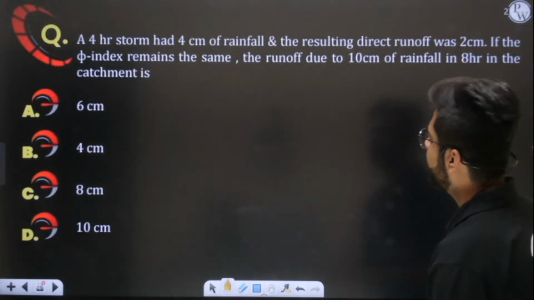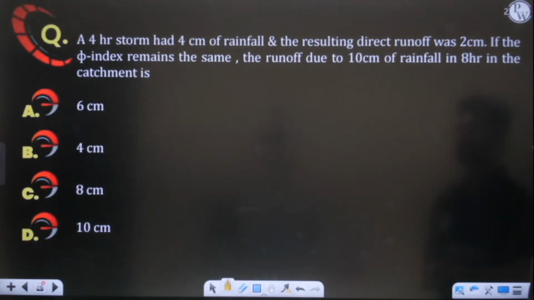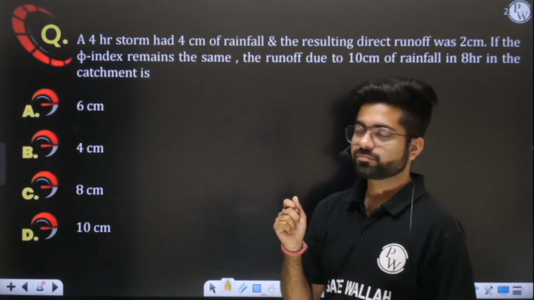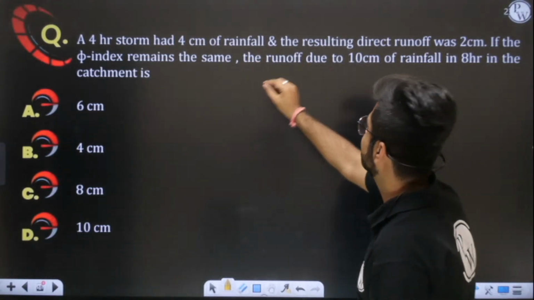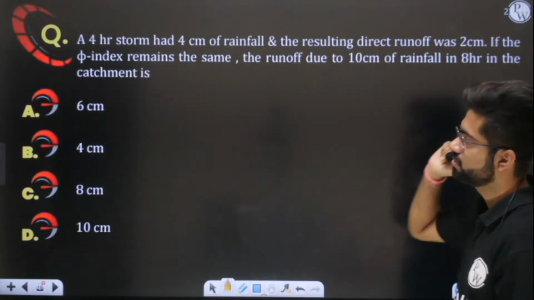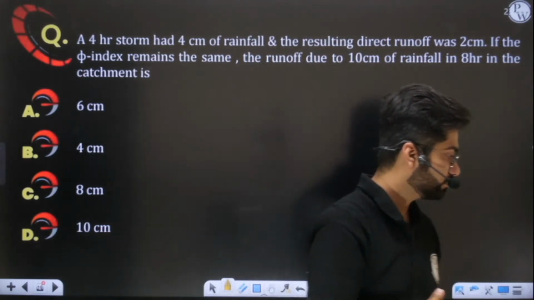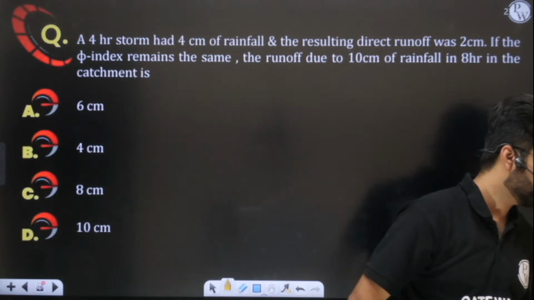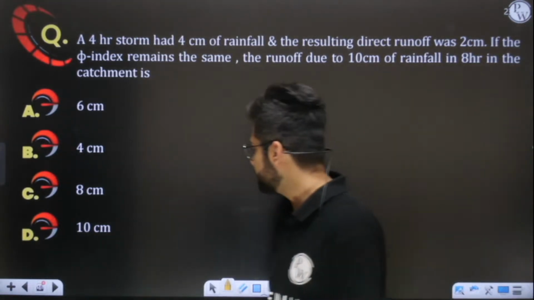A 4-hour storm had 4 centimeter of rainfall, and the resulting direct runoff was 2. If the phi index remains the same, the runoff due to 10 centimeter rainfall in 8 hours in the catchment is. From the first data, 4 centimeter rainfall and 2 runoff, you have to find the phi index, and that phi index you have to use again. So can you do it? Yes or no? This is a kind of question which has been asked in the GATE examination.